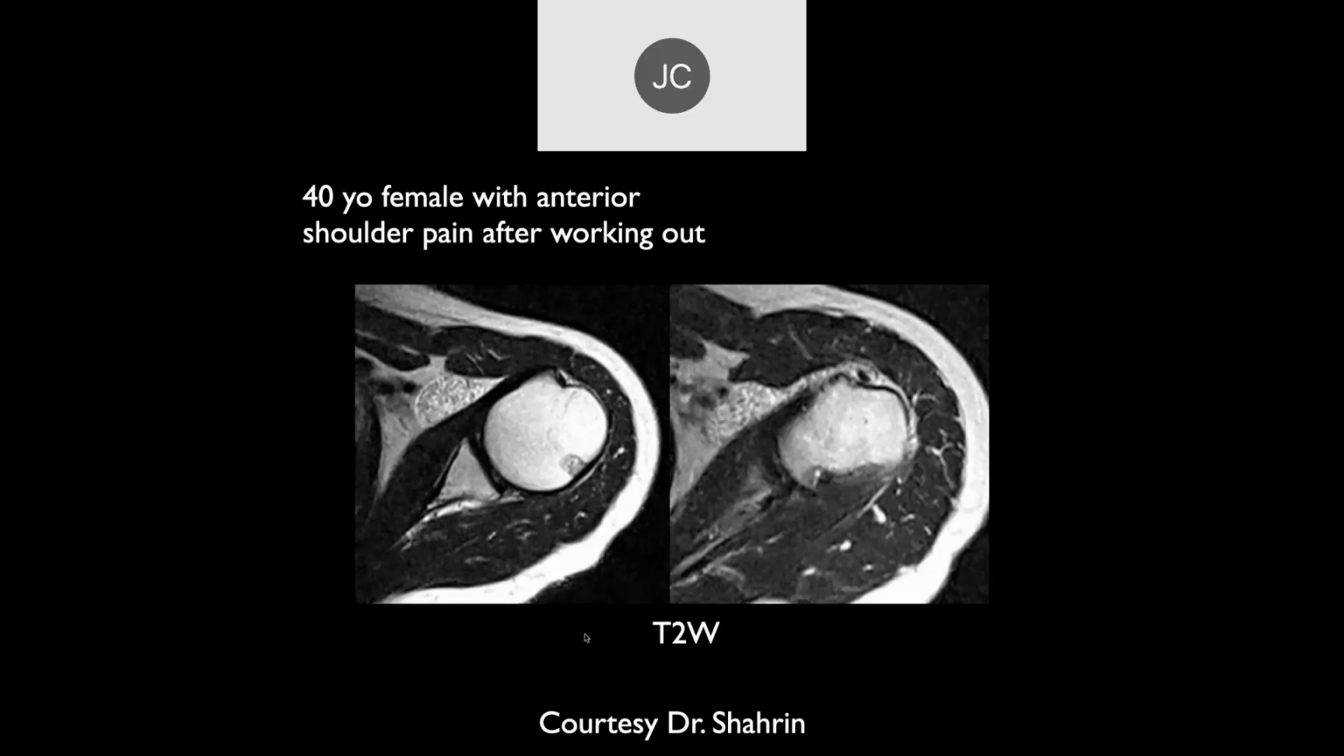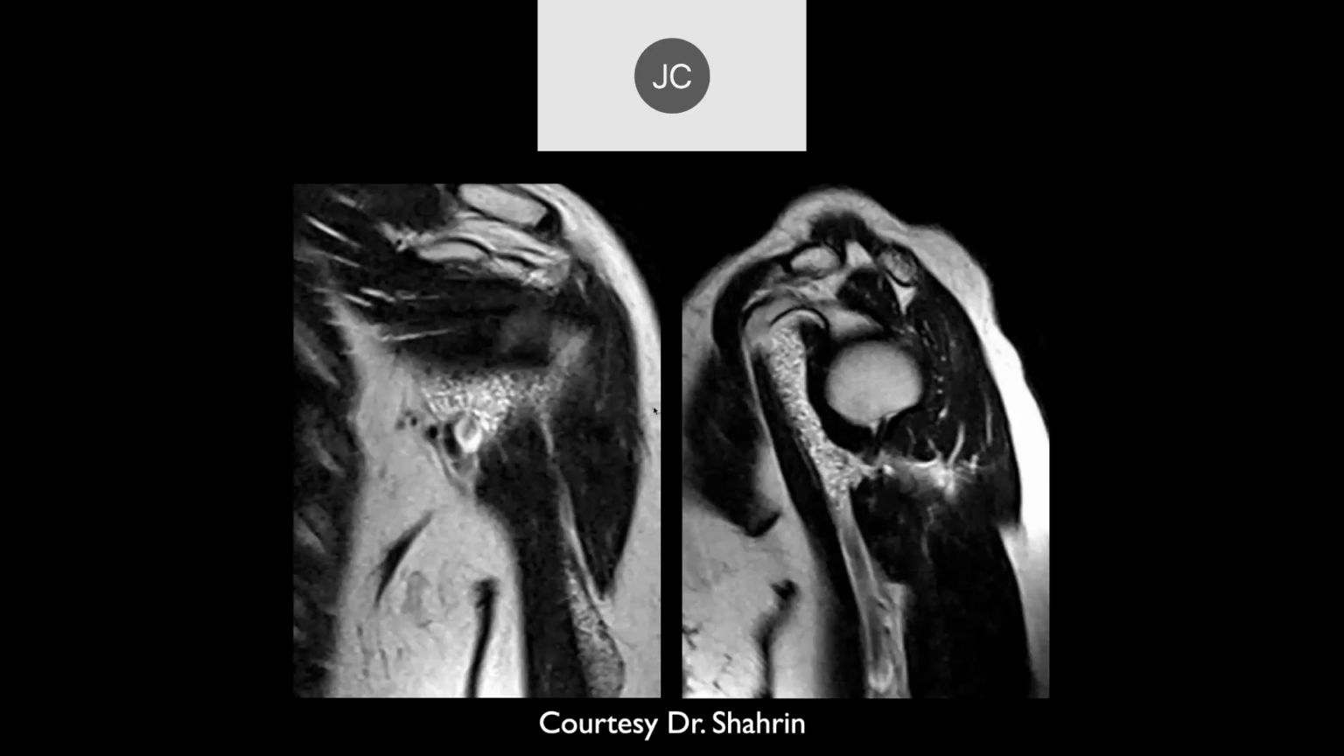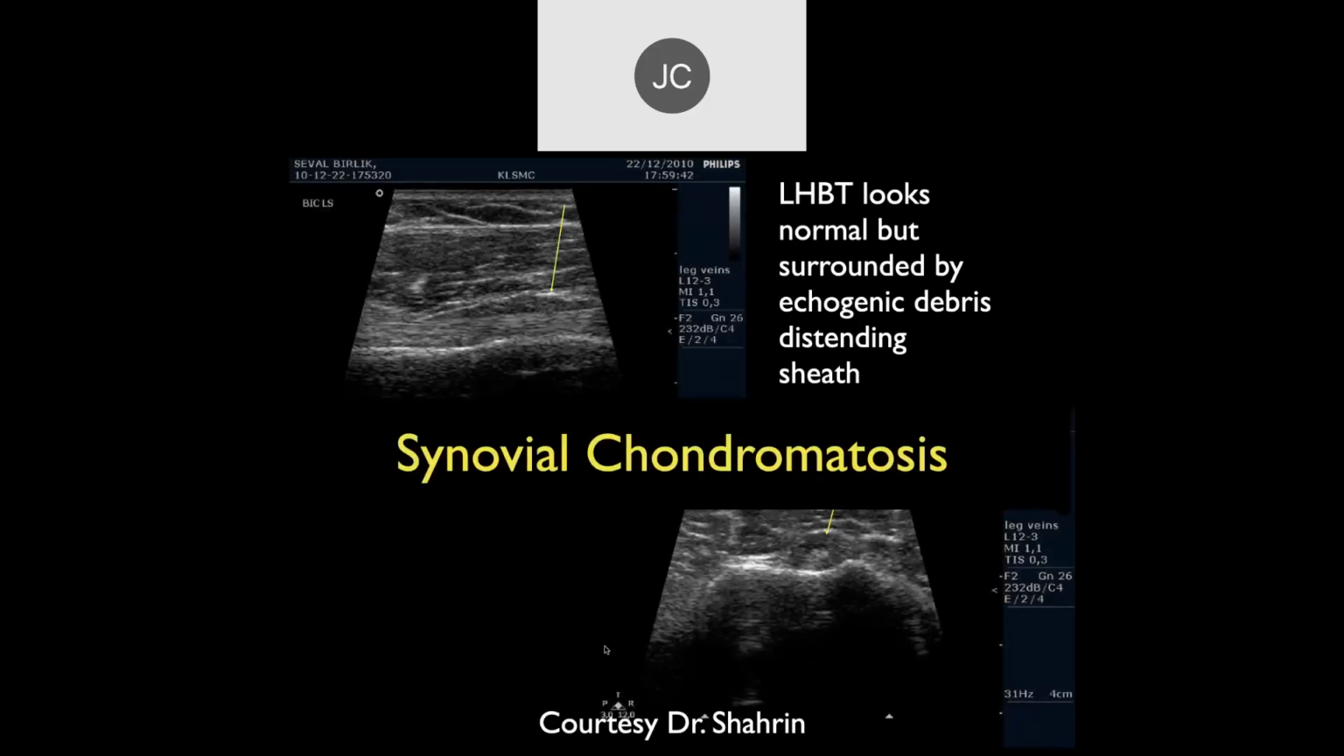All right, so we have a 40-year-old female with anterior shoulder pain after working out. Biceps looks okay. There is a lot of debris. Is that within the sheath? Concern for synovitis. See, it also is extending down here. There's a little shadowing on the ultrasound. Another synovial chondromatosis.